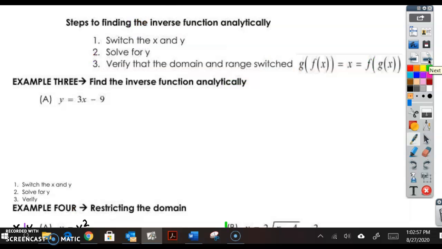So now we're going to move on to the tough part. Steps to finding the inverse analytically. Okay, so what we have to do is switch the x and the y, solve for y, and then we're going to verify. You cannot miss this part. You have to verify that the domain and the range have been switched.